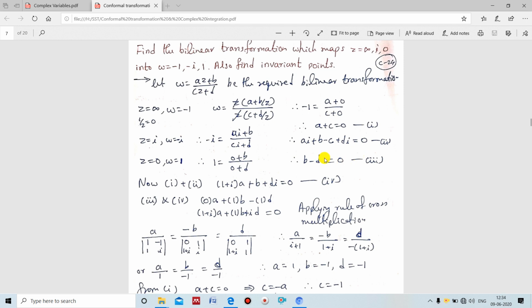So substituting all three points, we get three equations. Here there are 2 unknowns, here 4 unknowns, and here 2 unknowns. The next step is to apply cross multiplication by choosing a pair of equations containing 3 unknowns. If you take these two, it is 2 unknowns and 4 unknowns, so we cannot apply. If you take these two, again it is 4 unknowns and 2 unknowns, so we cannot apply. If you take 1 and 3, here a and c are there and there b and d are there. All 4 unknowns are different, so we cannot apply the cross multiplication rule.